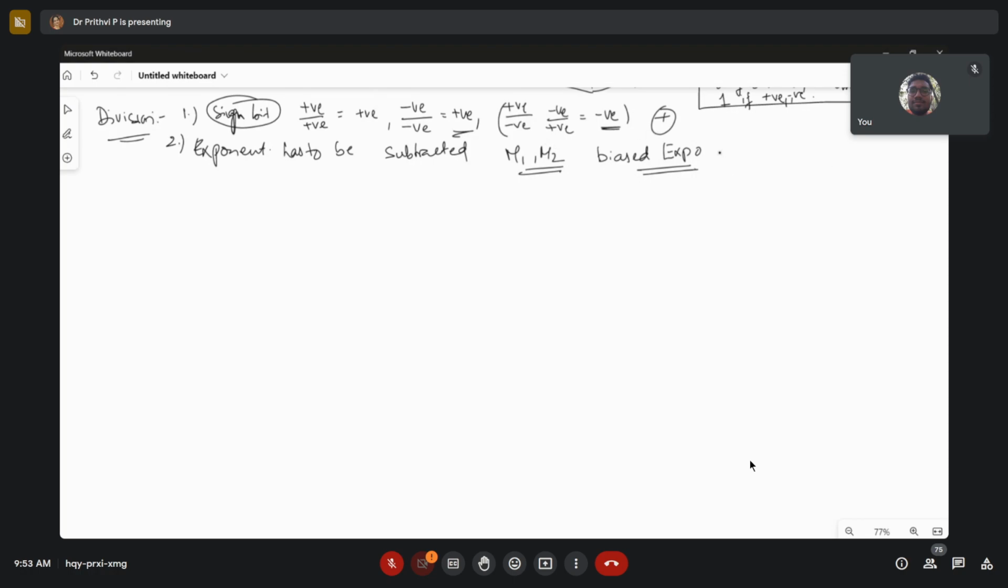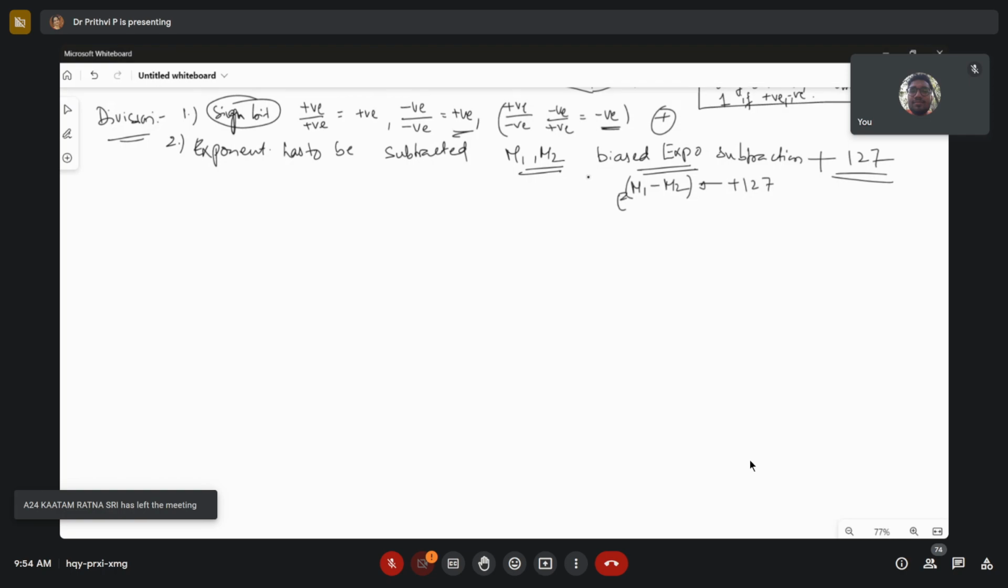So what we have to do, these biased exponents after subtracting, we need to add 127. That is the one difference we have. For the resultant exponent, when you are subtracting e power m1 minus m2, what you have to do is add 127 to this result. That means when you are subtracting, the bias is taken out. So we have to restore this bias. So the 127 will be added.